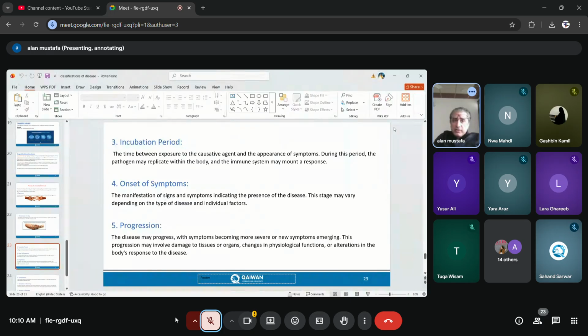Incubation period. That's why, for example, again in HIV and AIDS, when someone has the virus, they say HIV positive. They don't say AIDS, because they are completely different things. HIV positive means he has the virus, but it doesn't mean that he has AIDS yet.